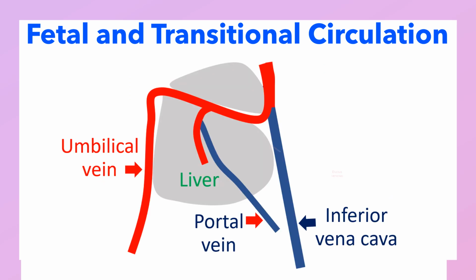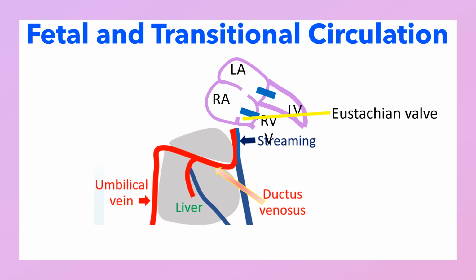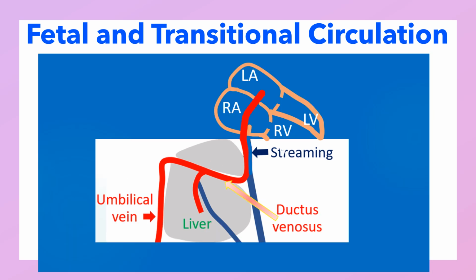Streaming of blood from the ductus venosus with saturation of 80 to 90% is separate from the desaturated blood returning from the lower part of the body. The Eustachian valve at the junction of the inferior vena cava and the right atrium directs this saturated blood to the foramen ovale and into the left atrium. Left atrial oxygen saturation is about 65% in the fetus. This saturated blood passes into the left ventricle and is ejected into the aorta.